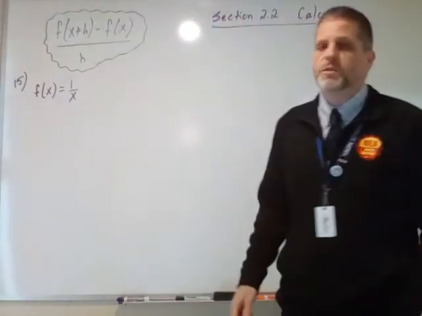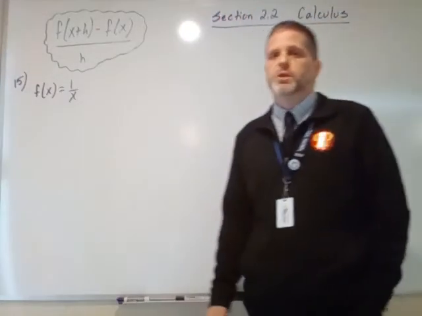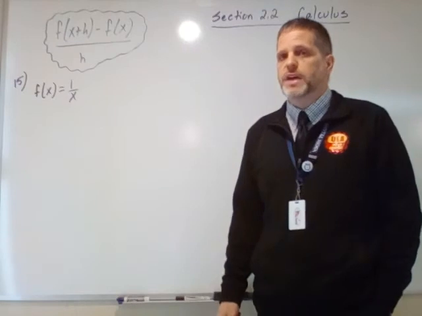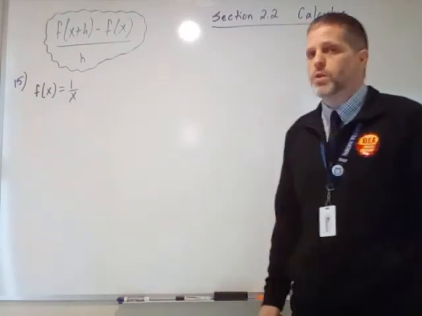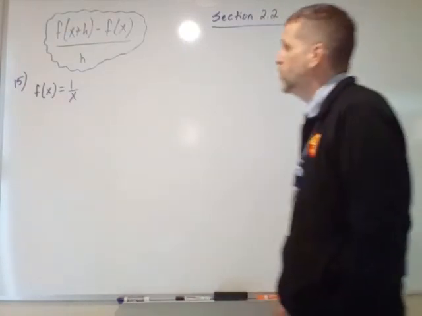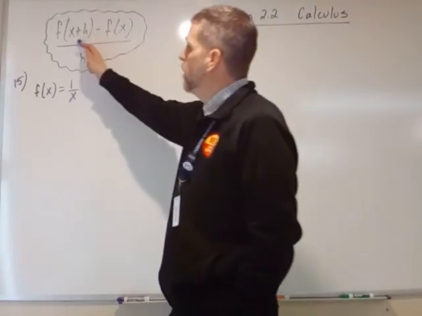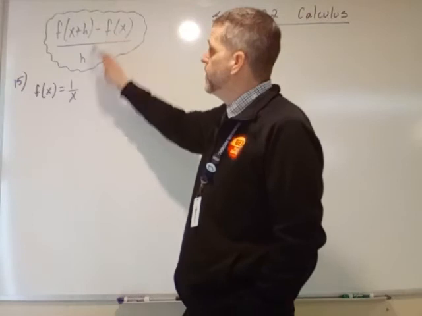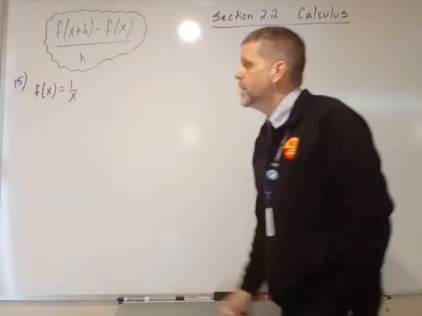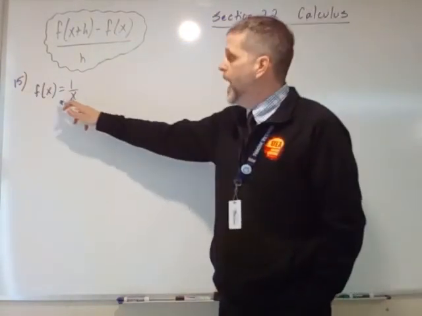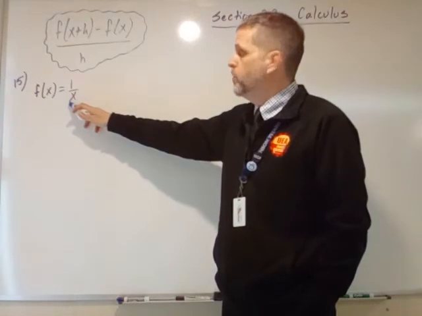Okay, let's look at number 15 from the calculus book today. And this is from section 2.2. And again, we're going to be evaluating a difference quotient in the format of f of x plus h minus f of x all over h. And in this one, we're working on f of x equals 1 over x, okay?